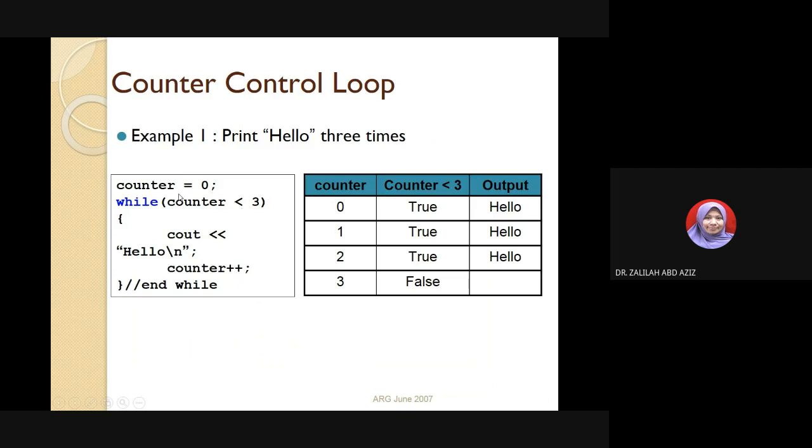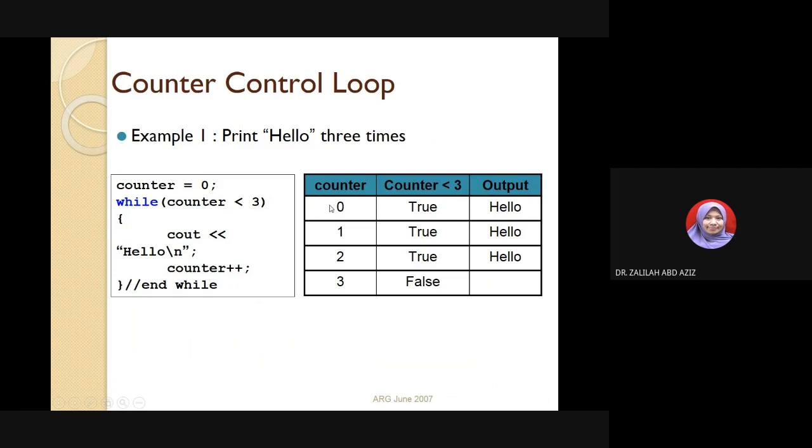So cout hello, because we want to print hello. So cout hello, and then update counter plus plus, and then tutup. Then this is the example of writing a program to print hello 3 times. Okay, now let's look at the tracing table lah, macam biasa lah.